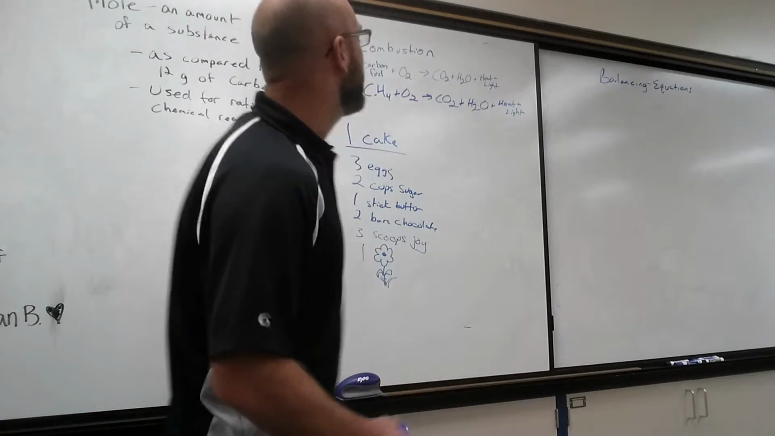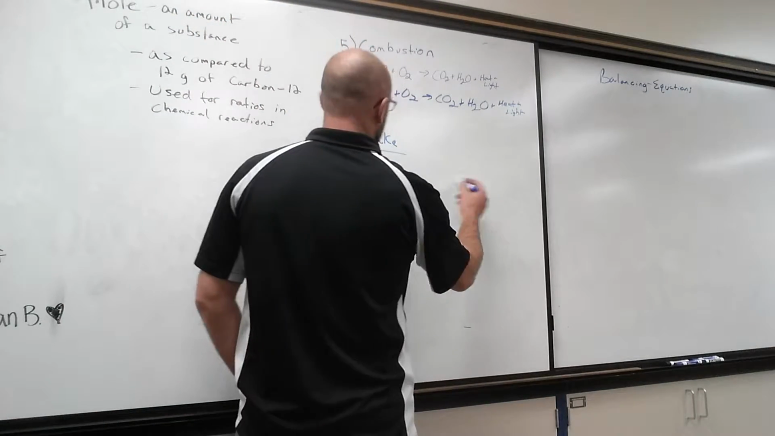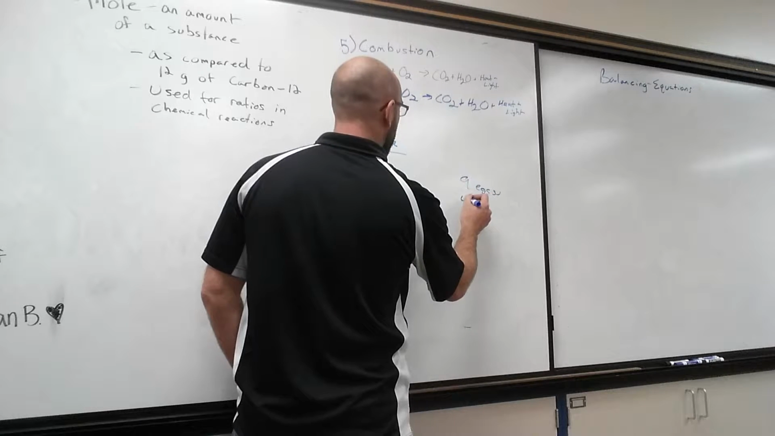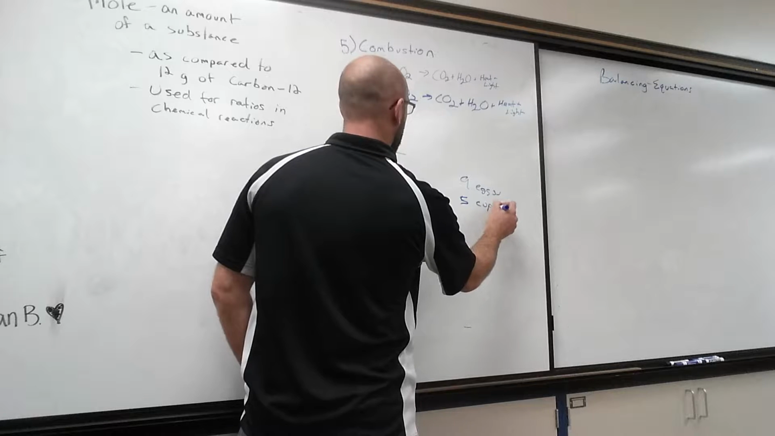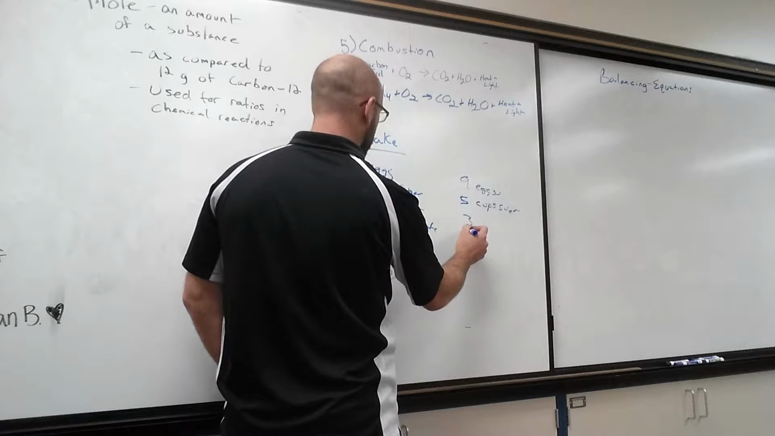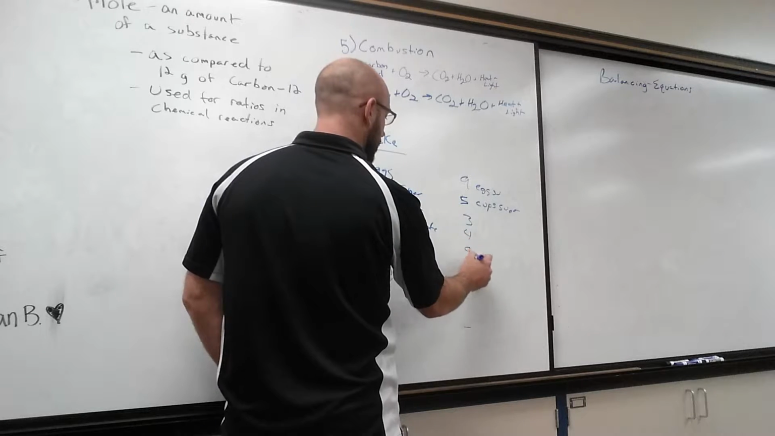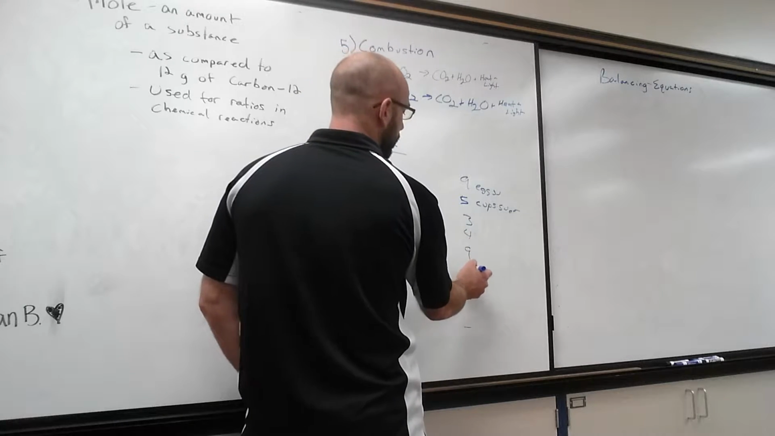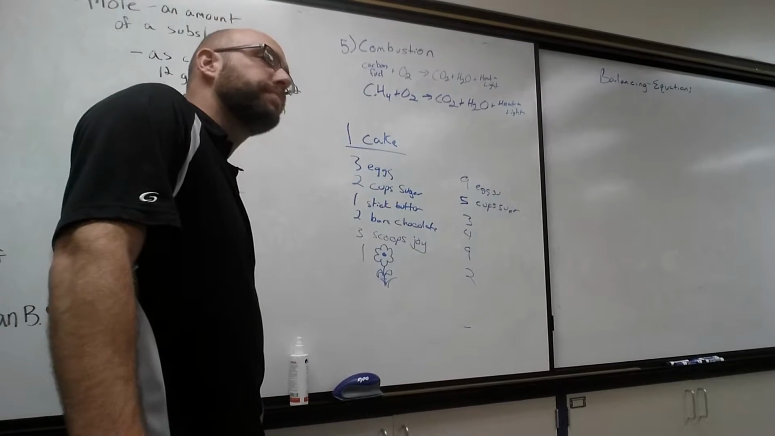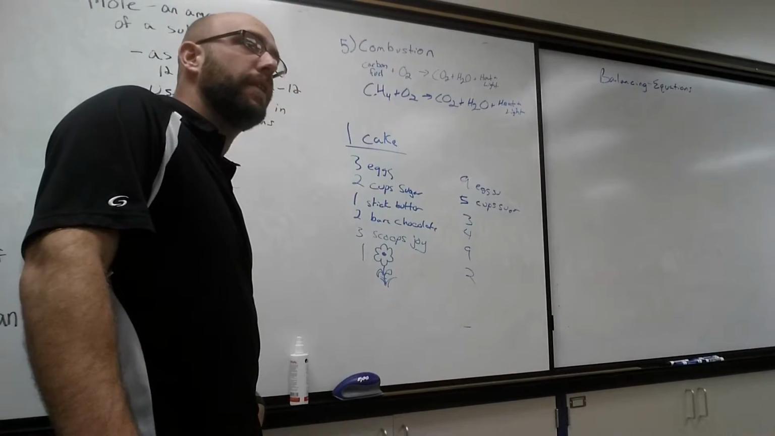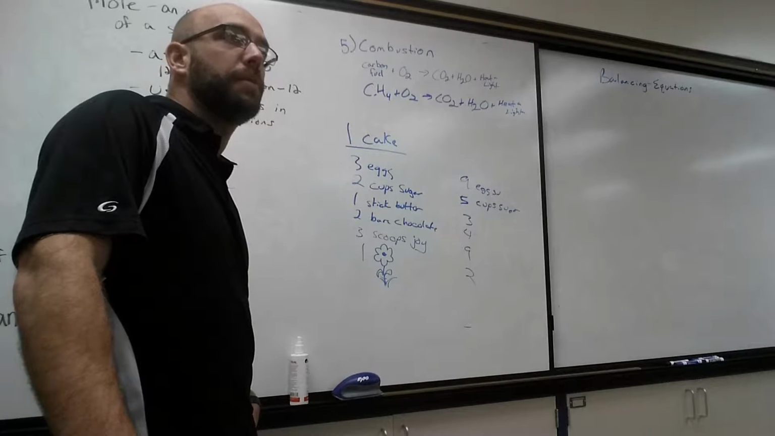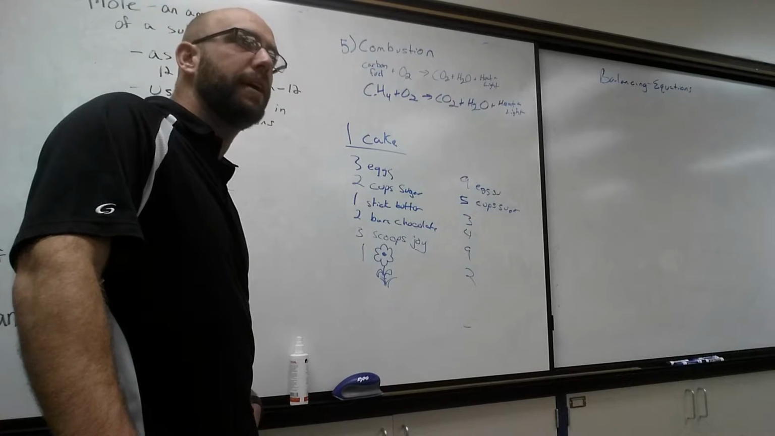Now, if I gave you ingredients and said, hey, we've got 9 eggs and 5 cups of sugar, and I got 3 of these and 4 of these and 9 of these and 2 of those. Could you tell me how many cakes you could make? Yeah, you could, right? But you would have to have enough of the same. You're not going to have enough of everything, so you can tell me which one's going to limit you, right?